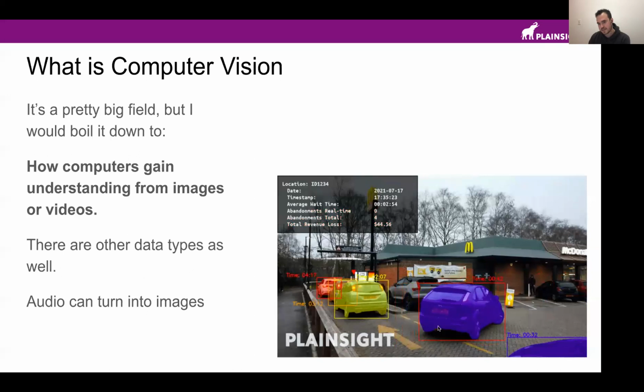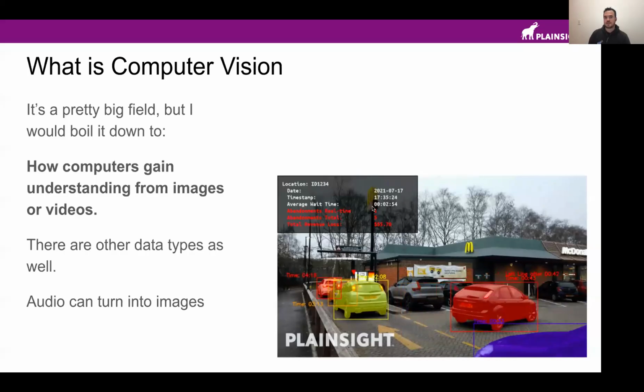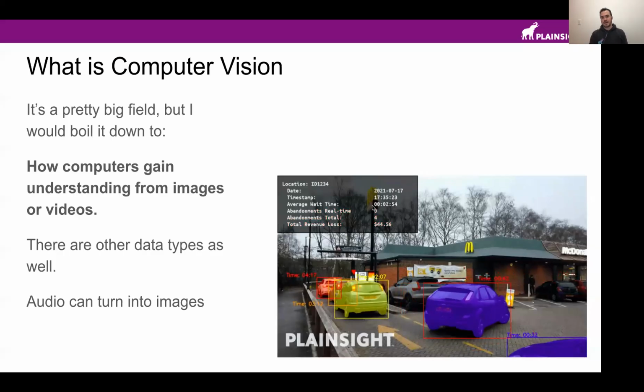We're only looking at things specifically in this drive-through line, and we can see when cars exit in real time. Here you can see this car is abandoning the line. And with those insights, you can calculate things like average wait time, the abandonments happening in real time, and also the total abandonments during the day, and how that can affect things like revenue.